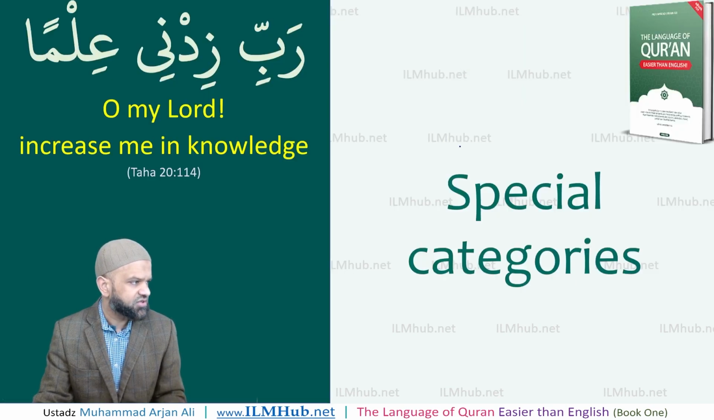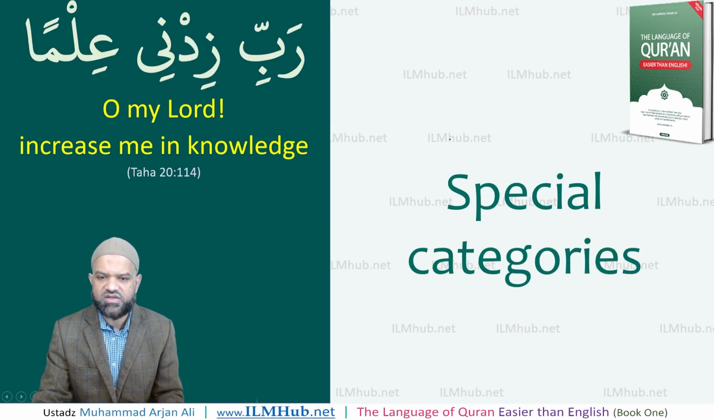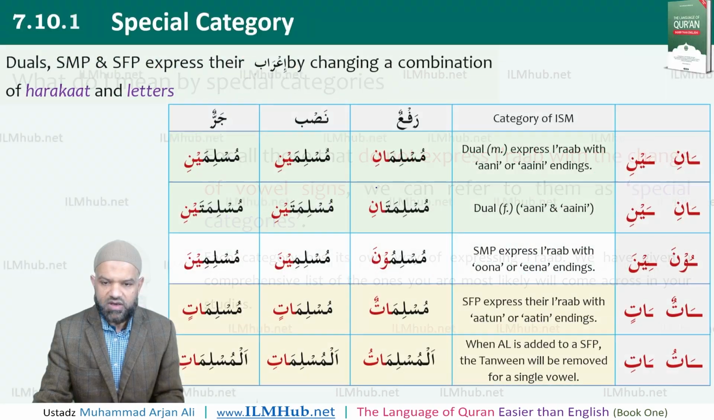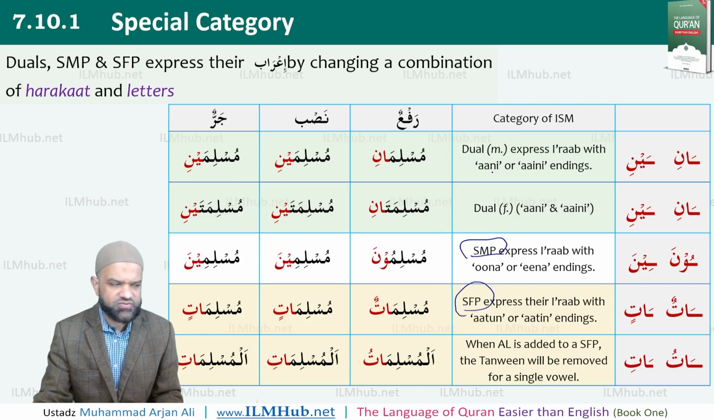There are categories of ism that do not indicate their change in i'rab based on vowel signs. They use letters as a suffix, and we've seen already the duals, and there are others, inshallah. So in this session, we're going to look at the special categories of ism that express their i'rab other than using vowel signs at the end. For example, here we have our duals, our sound masculine plurals, and our sound feminine plurals. Please note that we've studied these in detail in lesson number 4. Please refer back to that lesson.